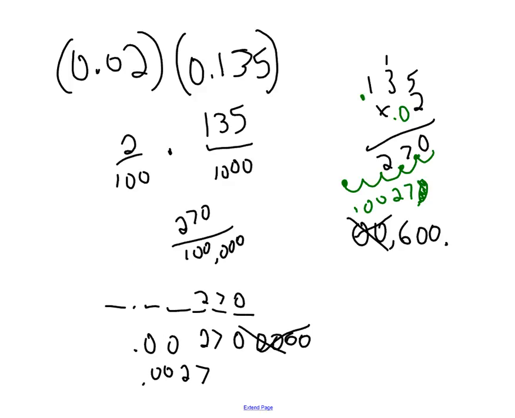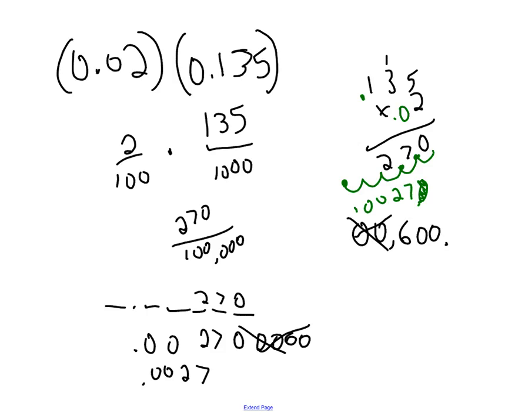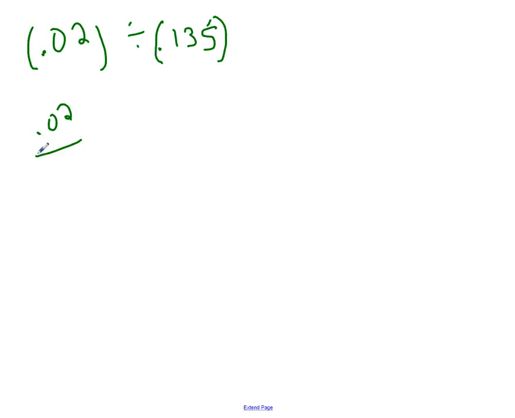Okay, moving on to other operations. Dividing decimals. Let's stick with those same 0.02 and 0.135. 0.02 divided by 0.135. Or we could also think of that as a fraction, 0.02 over 0.135.